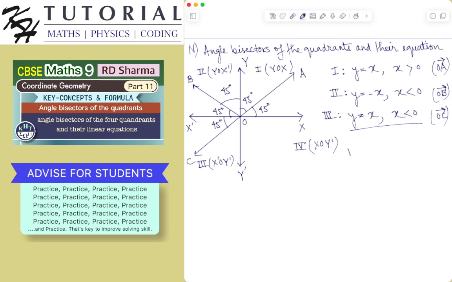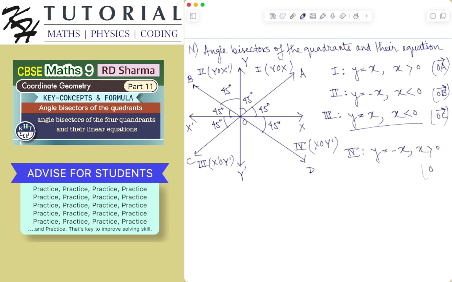And finally the fourth quadrant, it will not coincide, it will be along the ray OB. So let's say this is the ray OD, which is the angle bisector of the fourth quadrant. So the equation of the ray OD will be the same as the equation of the ray OB, but this time x will be positive. The abscissa of all the points lying on the ray OD will be greater than 0. So y equals to minus x, but x greater than 0.